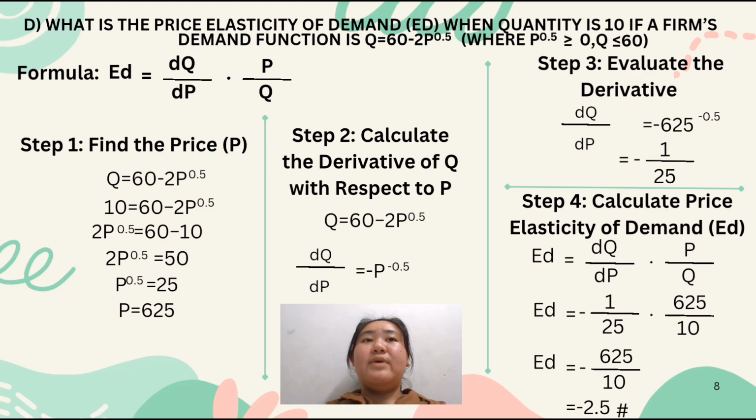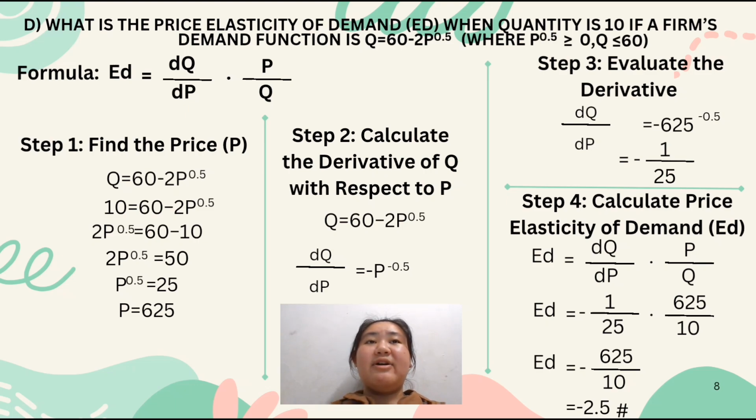Step 3 is to evaluate the derivative at p equal to 625. So now we substitute p equal to 625, which is dQ/dP equal to negative 625 to the power of negative 0.5, equal to negative 1 over 25.